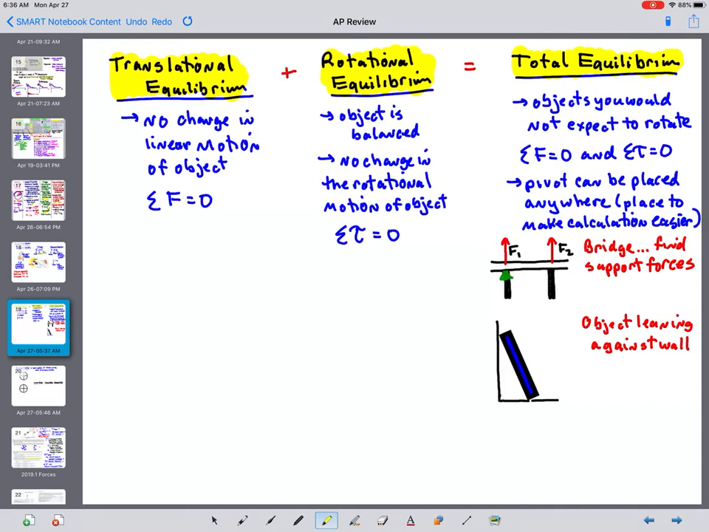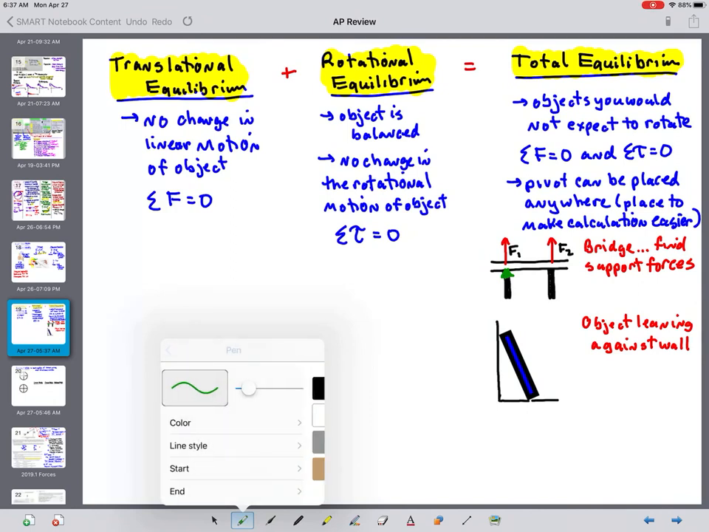For example, the two situations below, you have a bridge that's supported by two pillars. The pivot here, I could place the pivot anywhere I wanted along here. But if I put the pivot, for example, right there under F1, then in my torque equation, that's going to eliminate the torque from F1, and I can immediately solve down for F2. Another situation.